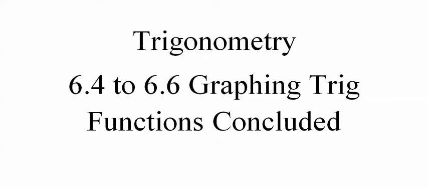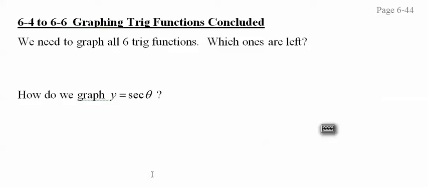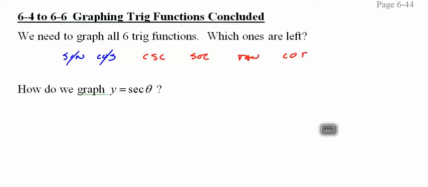Trigonometry 6.4 to 6.6. Graphing trig functions concluded. Hallelujah. This is challenging stuff. So, done sine and cosine. Haven't done cosecant, secant, tangent, cotangent. So how do we graph secant?